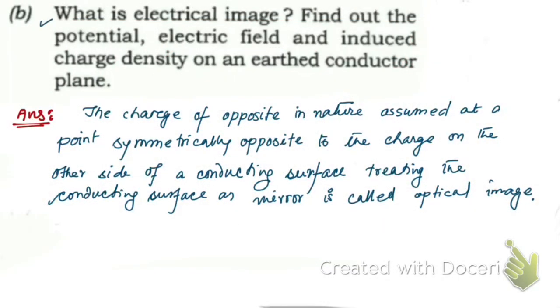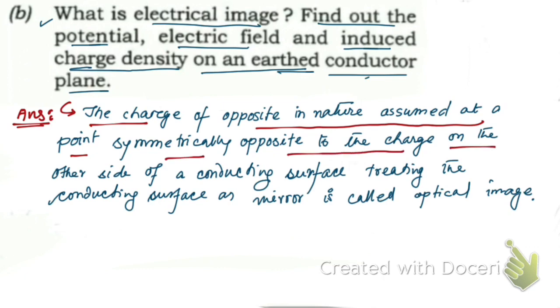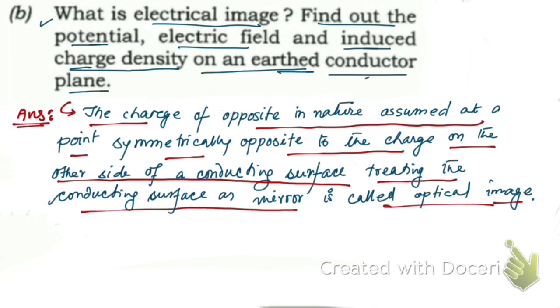So this is the next question. What is the electrical image? Find out the potential, electric field and induced charge density on the earthed conducting plane. So this is the definition of electrical image. A charge of opposite nature, assumed at a point symmetrically opposite to the charge on the other side of the conducting surface, treating the conducting surface as a mirror, is called an electrical image.